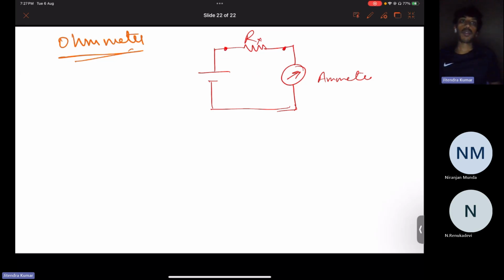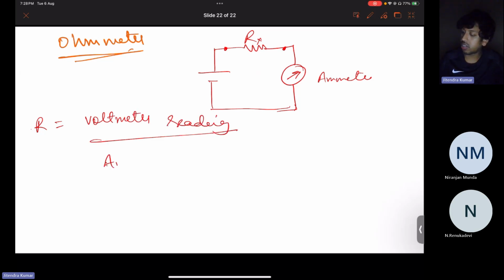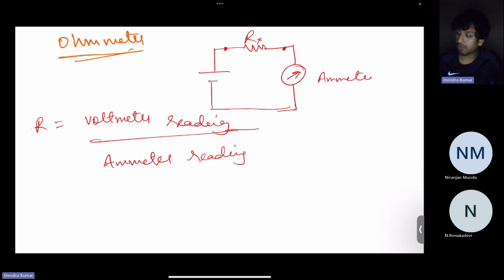An ohm meter is nothing but a device to measure resistance, and resistance can be measured when we connect one voltmeter along with the resistance and one ammeter along with the resistance. The straightforward way to calculate resistance is the voltmeter reading divided by the ammeter reading. Connect the voltmeter in parallel and the ammeter in series, and you will get the resistance. But will it be accurate? That is the question, and that is what we are going to calibrate in our case.